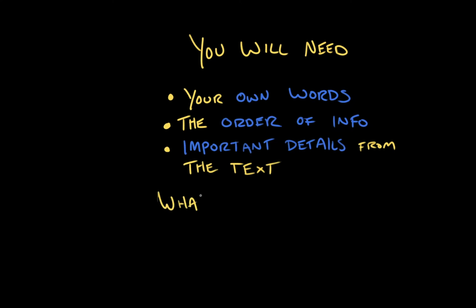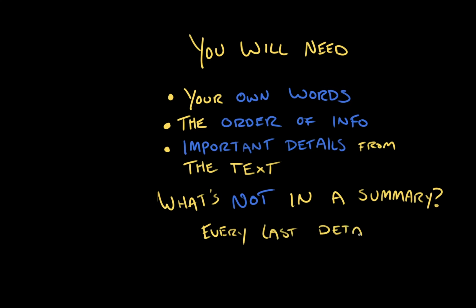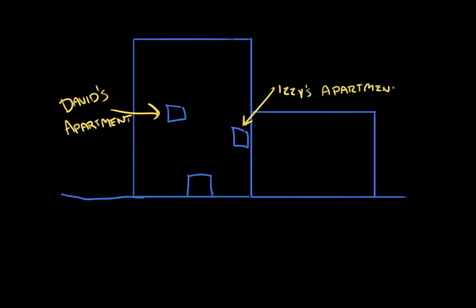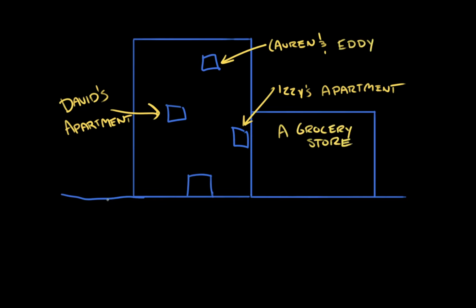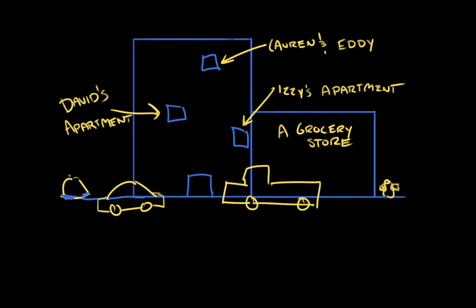So what's not in the summary? Every last detail from the original text. I think I first read something like this in a Neil Gaiman novel, but here's the deal. Imagine you were coming to visit me, and you asked me for a map of my neighborhood. Now, if I included every single detail in my map, who lives next to me, every tuft of grass under a tree, it would stop being a map and just become a 1-to-1 scale drawing of my neighborhood. In other words, it would be useless as a map.